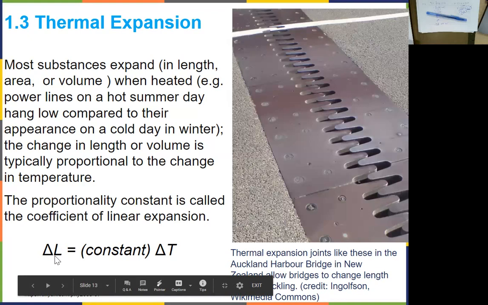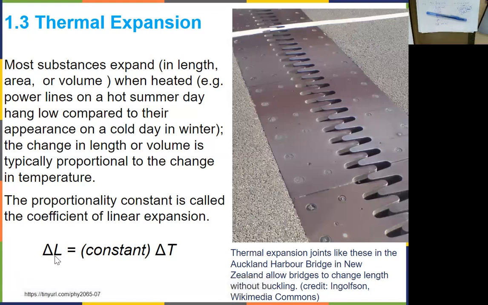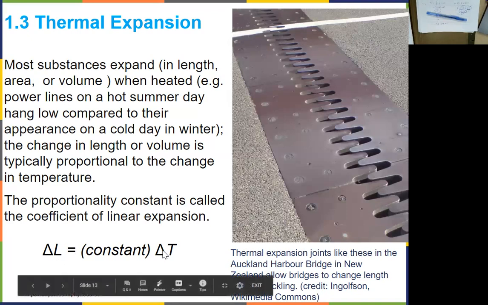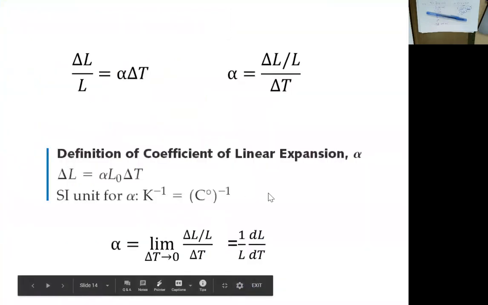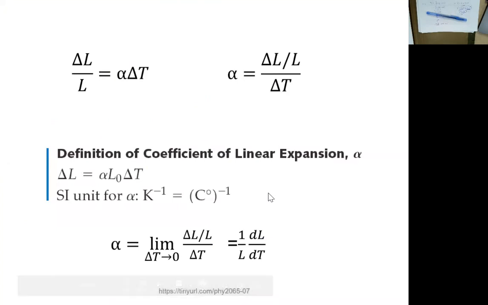So in one dimension, the change in length L is equal to a constant number times the temperature change. So for a material, it's proportional to the temperature increase. And the other way around as well: if temperature decreases, then it will shrink by a certain amount. If we use a mathematical expression, then delta L divided by L, the original length, equals alpha times delta T. Alpha is a constant called the coefficient of linear expansion.